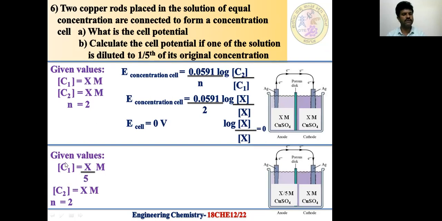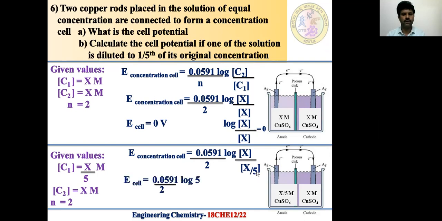Lower concentration is always considered the anodic electrolyte solution here. C2 is x molar and the value of n is 2. Then the EMF of the concentration cell is equal to 0.0591 divided by n, which is 2, times log of C2, the concentration x molar, divided by C1, the concentration x divided by 5. It is diluted.